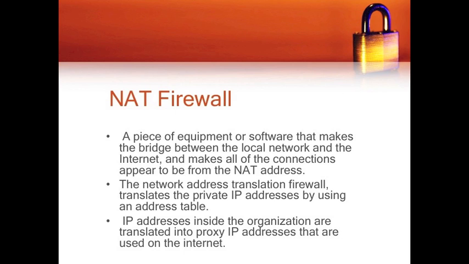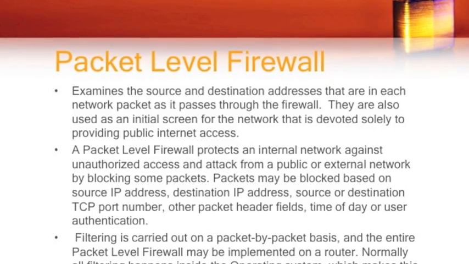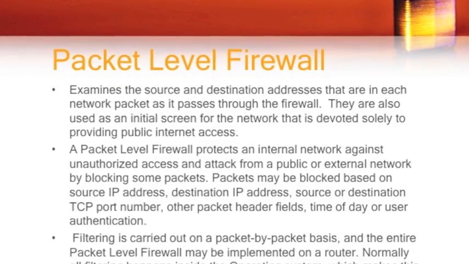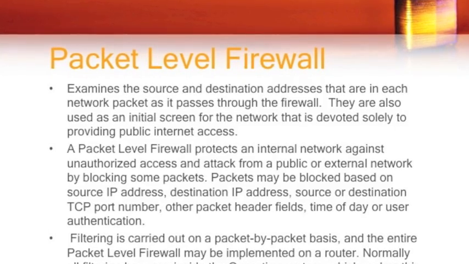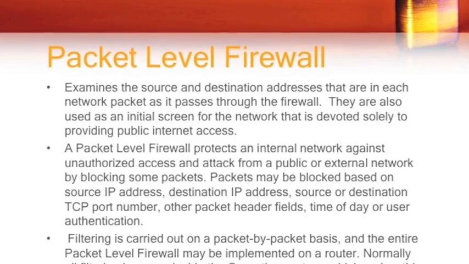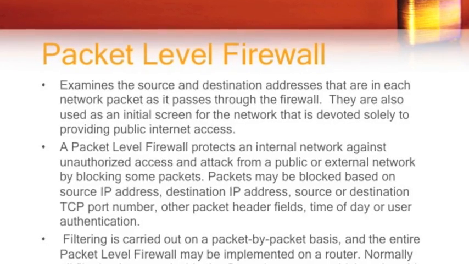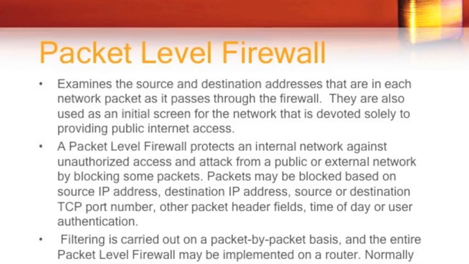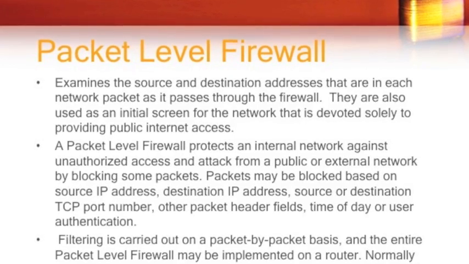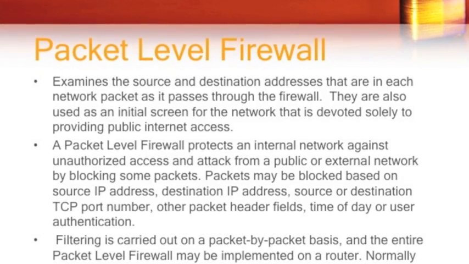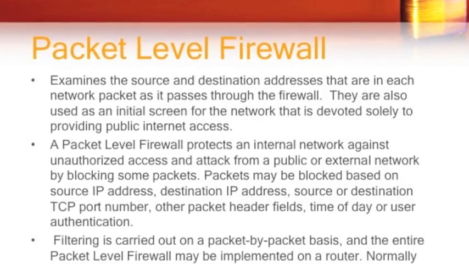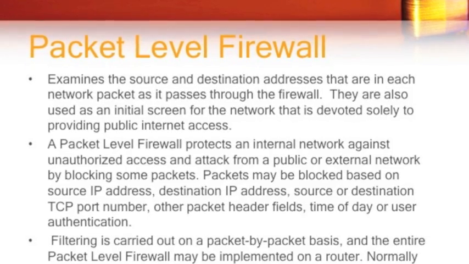The network address translation firewall translates the private IP addresses by using an address table. IP addresses inside the organization are translated into proxy IP addresses that are used on the internet. Packet-level firewalls examine the source and destination addresses that are in each network packet as it passes through the firewall. They're also used as an initial screen for the network that is devoted solely to providing public internet access. A packet-level firewall protects an internet network against unauthorized access and attack from a public or external network by blocking some packets. Packets may be blocked based on source IP address, destination IP address, source or destination TCP port number, or other packet header fields, time of day, or user authentication.